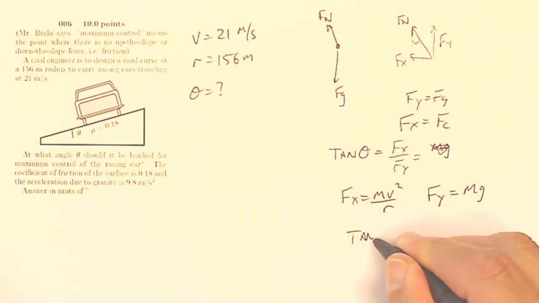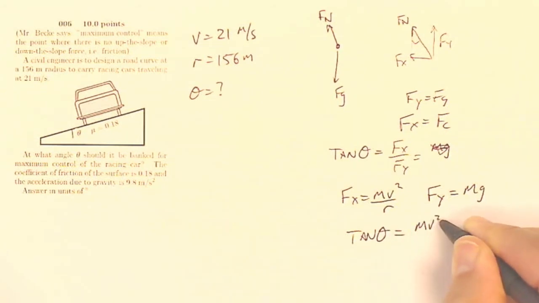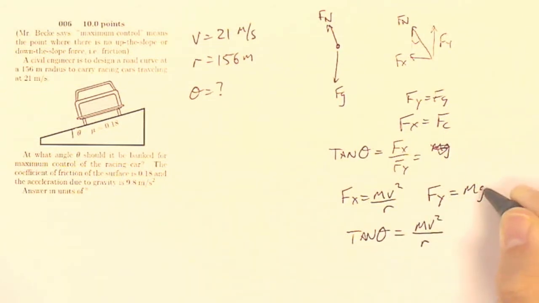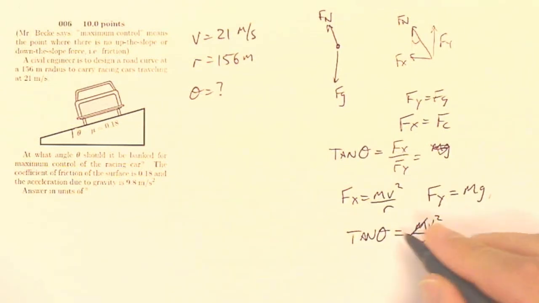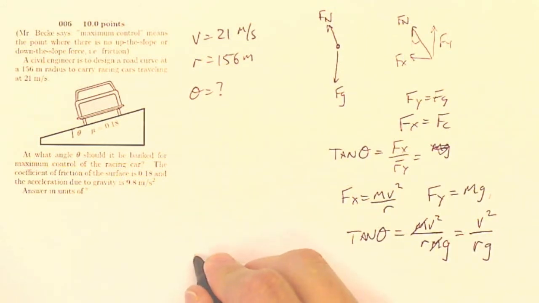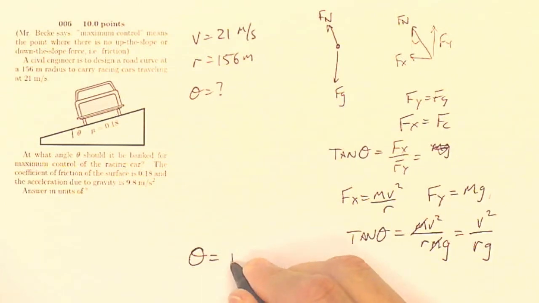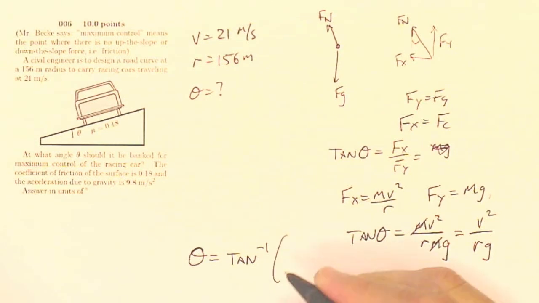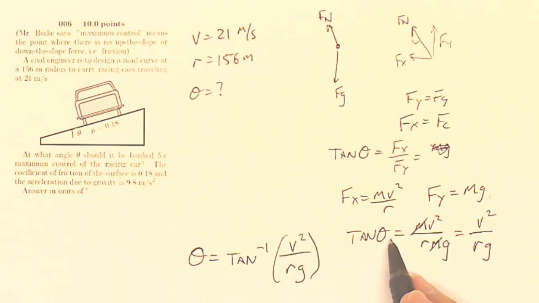So my tan of theta is going to be mv squared over r, but also divided by mg, so this is going to be rmg. Well, m will cancel out, so I'll get tan theta equals v squared over rg. How do I get theta out of that? Well, theta is going to be the angle whose tangent is, which most calculators have as tan inverse, of v squared over rg. So that is the condition of this car where it goes around at a certain angle with no friction, or it doesn't have to worry about friction.